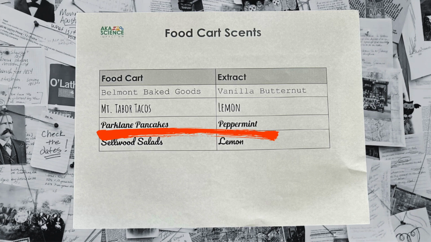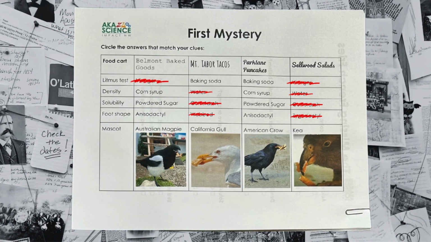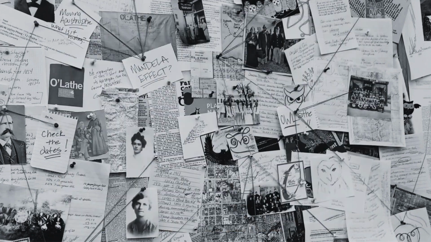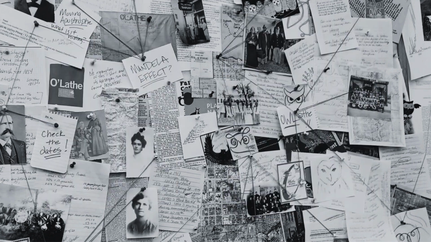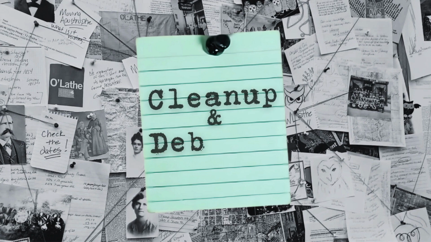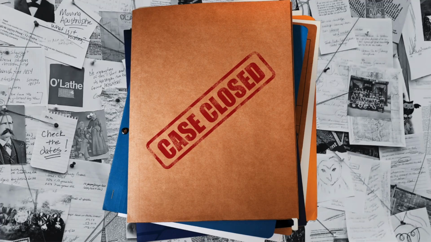With that final piece of evidence in place, we can confidently say that our French fry thief was in fact the American Crow of Park Rose pancakes. So with our arrest warrant issued, we can clean up, debrief from the class session, and case closed.